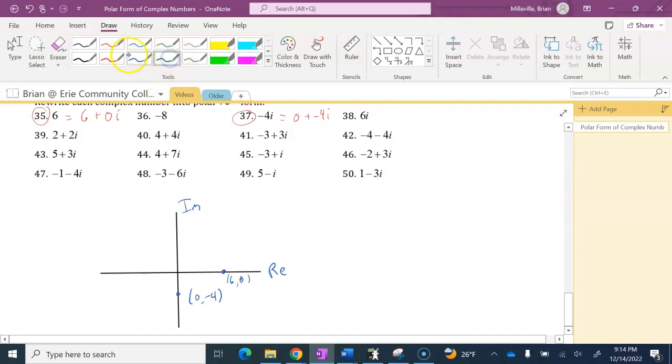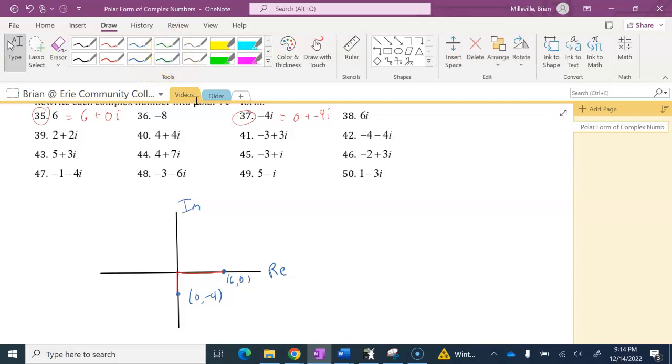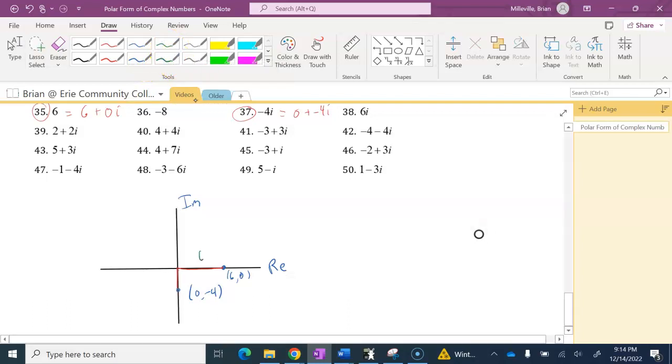So what we want to think about is, I'm going to draw this in red, this segment here, this length. What's that radial length for each one of these? For this one, we're 6 units away from the origin for the first point. The other one, we're clearly 4 units away. So if I'm going to take the complex number 6 and write that in polar form, we've got to know what r is. In this case, r is 6.